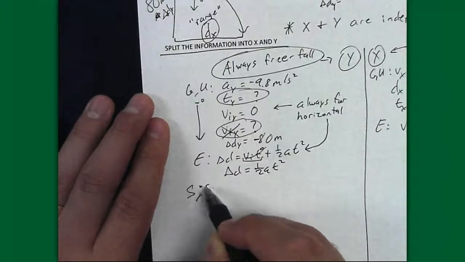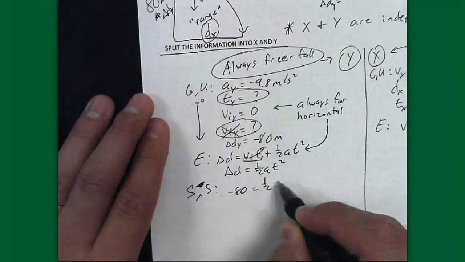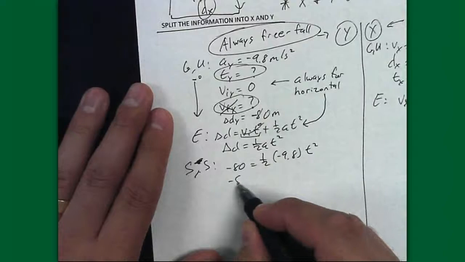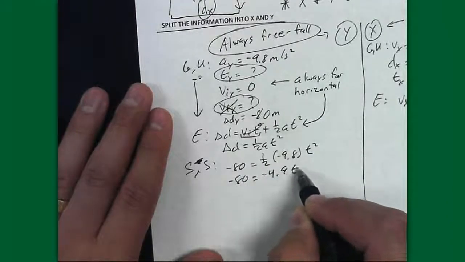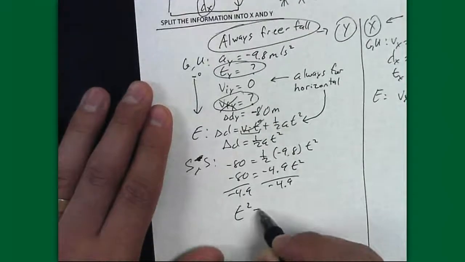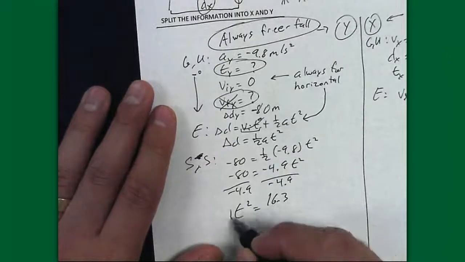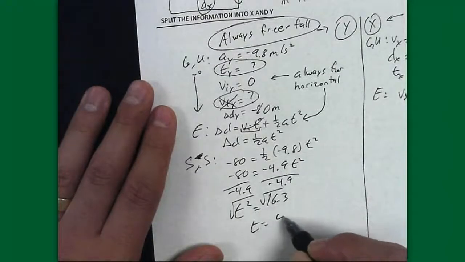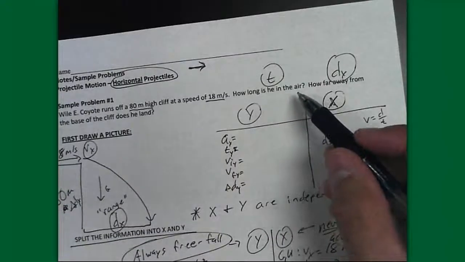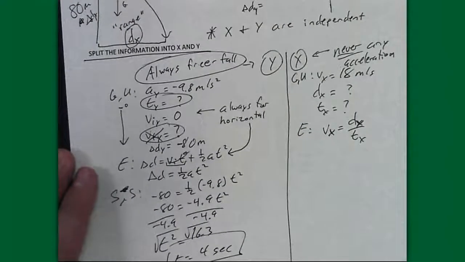So now let's substitute and solve. Delta D is negative 80. 1/2 times negative 9.8 t squared. Half of negative 9.8 is negative 4.9. Divide both sides by negative 4.9. T squared then, if you calculate that, gives you 16.3. I don't want t squared, I want t, so I'm going to take the square root, and t gives me about 4 seconds. We're in the air for 4 seconds. Still got one thing I'm looking for though. dx. How far away do we land?